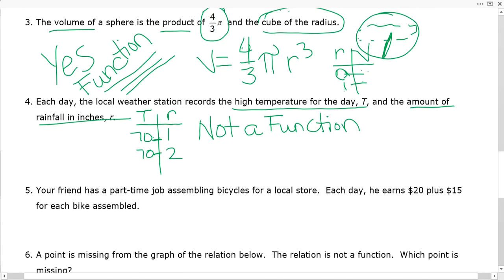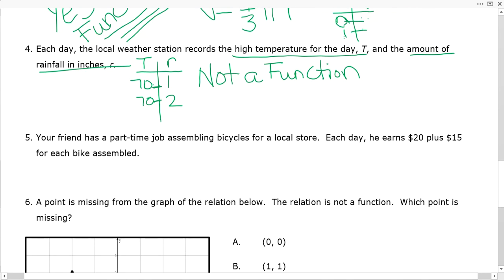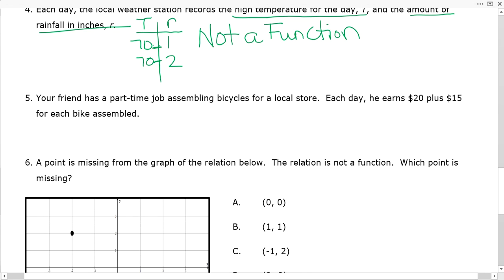Okay. This is where you write down all those questions and big question marks that say, huh? Okay, number 5. Well, all we're doing is function or not a function.